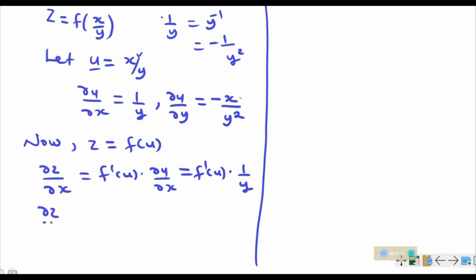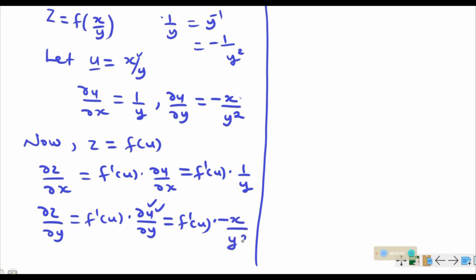Similarly, del z del y can be obtained as f derivative of u times del u del y. And this is actually same as having f derivative of u, because we already have del u del y, we shall simply substitute it as negative x upon y squared, which is this one here. Now, we can let this to be our equation number 1 and let this one here to be our equation number 2.